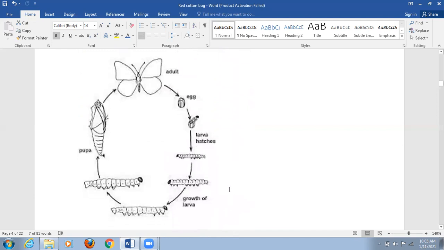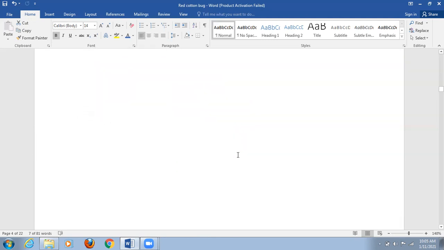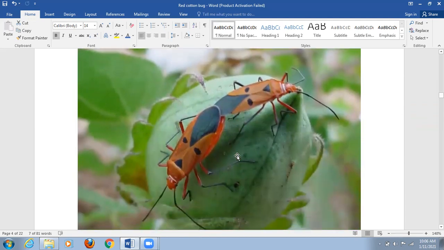Again, you can see on your screen, this one is the life cycle. No need to discuss again. Now we can easily identify when we go into the crop of cotton or bhendi, and if we find such an insect, we can identify it by observing the color, spots, and length of the animal, as well as the structure, the rostrum, which is a beak-like structure. This is in a folded condition.